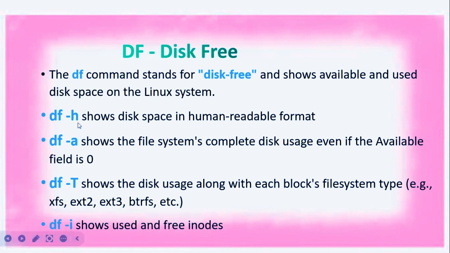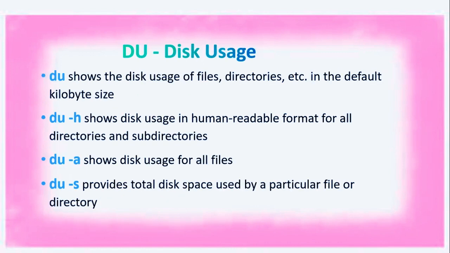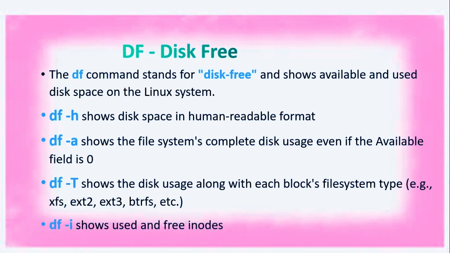So the -h option gives the output in human readable format. The -a option gives complete disk usage, even if the disk available field is 0. -t provides the file system type, which file system it is. -i provides inodes, how many inodes are free, how many are utilized. So this is about the df command.